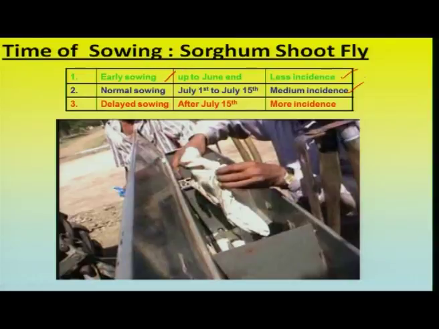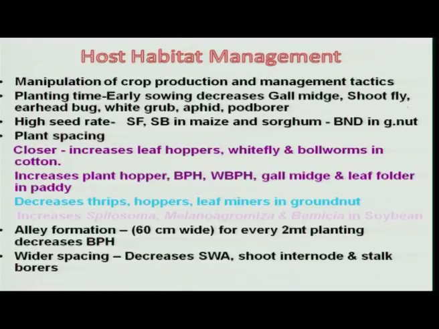If it is delayed, that is after July, we find the same insect causing maximum damage, more than 30% incidence. Then we will move on to other aspects like high seed rate. Some crops like sorghum, maize, we know normally we get around 15 to 20% incidence. For example, the one that I quoted, sorghum shoot fly, we get around 10 to 15% incidence.